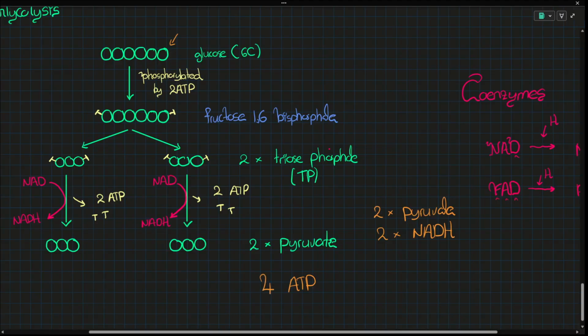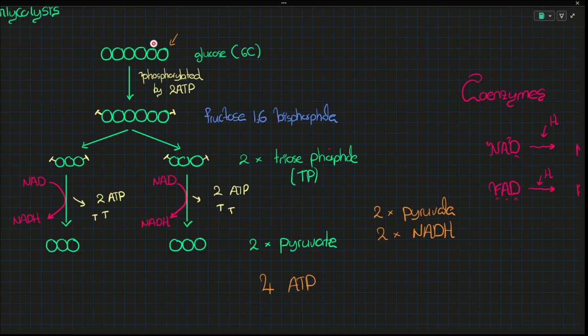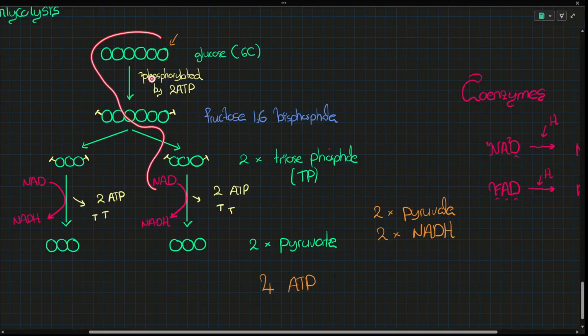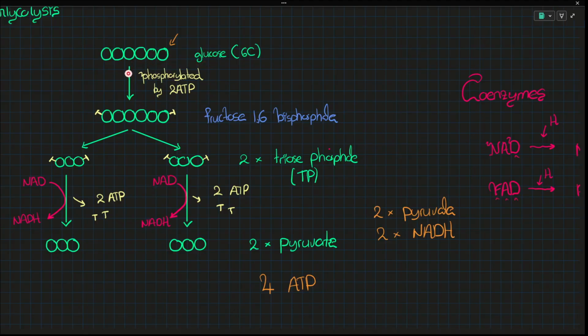But we don't really say that we have produced 4 ATP. Why? Do you remember that when we started this particular reaction, glucose was first attacked by ATP? So it was phosphorylated by 2 ATP molecules here. When that happened, we utilized 2 of them.